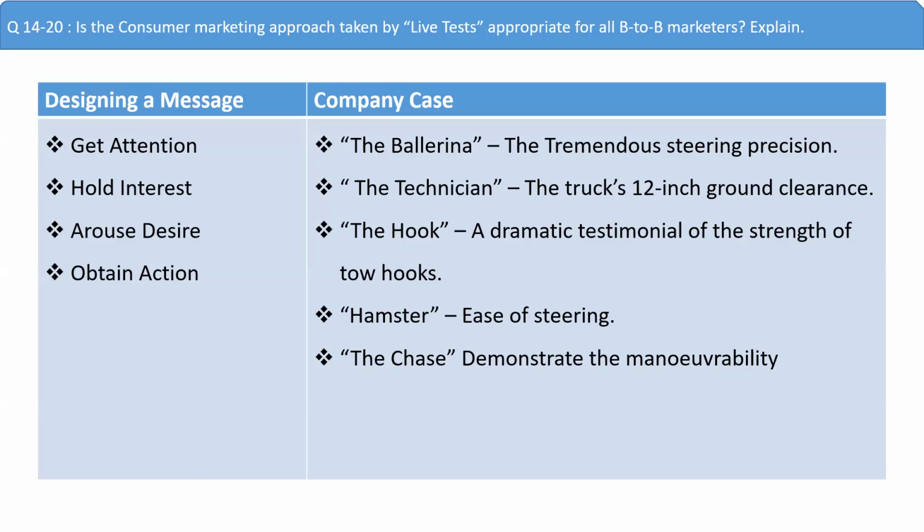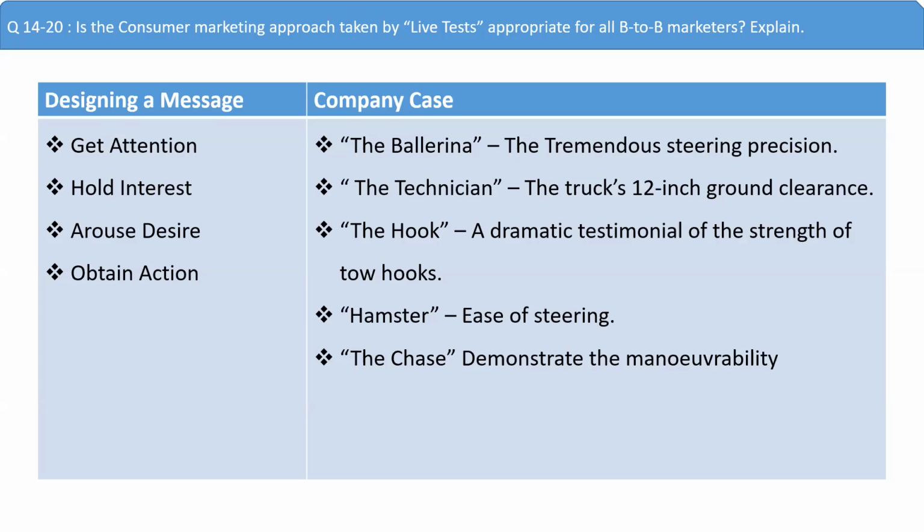For designing the message: get attention, hold interest, arouse desire, obtain action. This one is for the objective in the message. So this company created 5 videos. The Ballerina, this one gives the message of tremendous steering precision. The Technician video tracks the 12 inches ground clearance. So they give the message in that video.